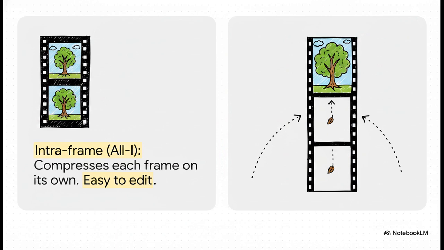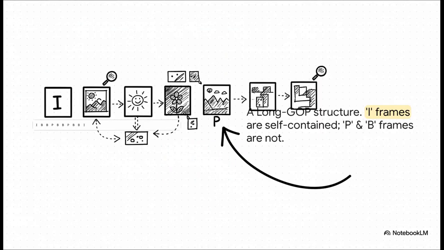It only stores the changes from one frame to the next. And right there, that's the fundamental trade-off. Easy editing or small file size. You're almost always trading one for the other. And this shows you exactly how that works.